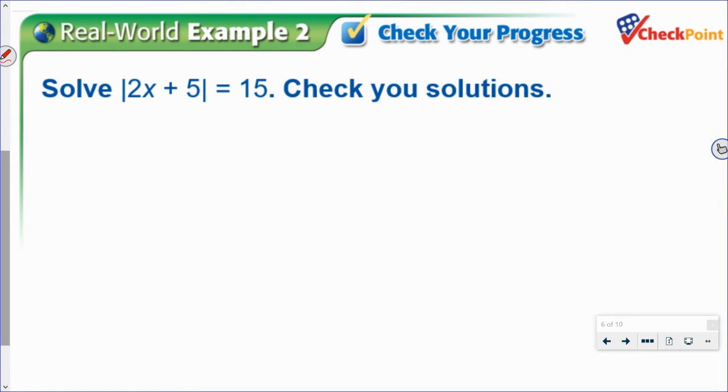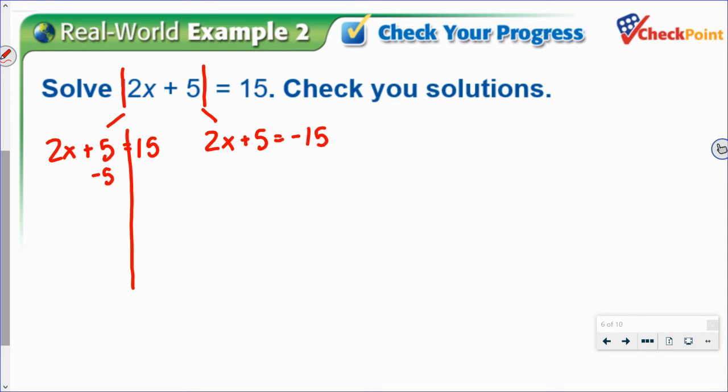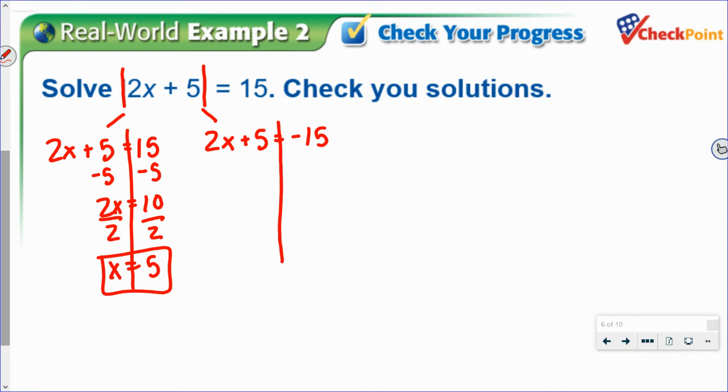Okay, so I see these absolute value bars. So I need to set up two equations. My first one would be 2x plus 5 could be at 15. My other equation would be 2x plus 5 could be at negative 15. All right, to solve these, we subtract 5, divide by 2. I got 5 for one solution. And for the other solution, looks like I'm going to get negative 10.